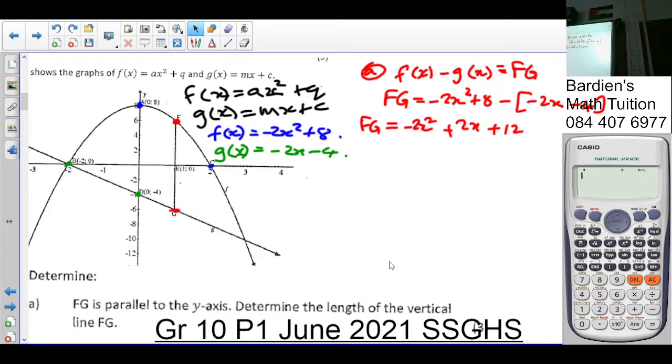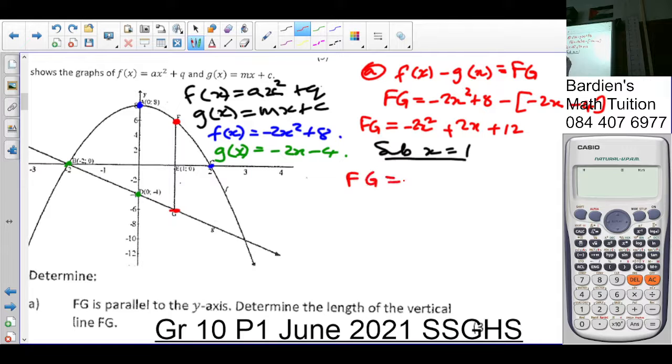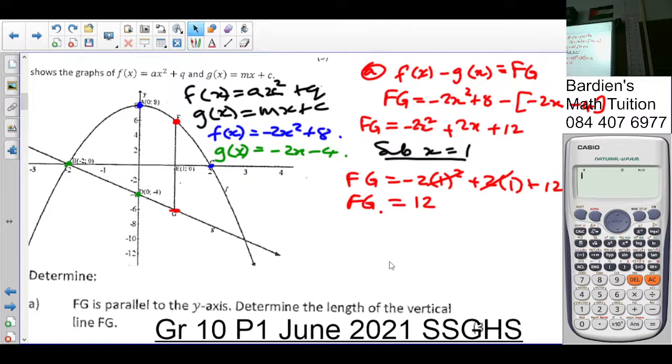Okay? So the question wasn't for the algebraic expression, the question was for the length. So what is your x value on this line? X is equal to 1, not so? In other words, you're going to substitute x equal to 1 into FG to get the length of FG. So FG is equal to negative 3 into 1 squared plus 2 times 1 plus 12. It cancels, leaves you with 12 units. Okay.